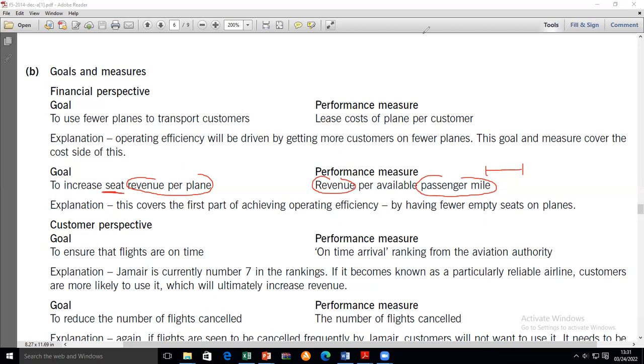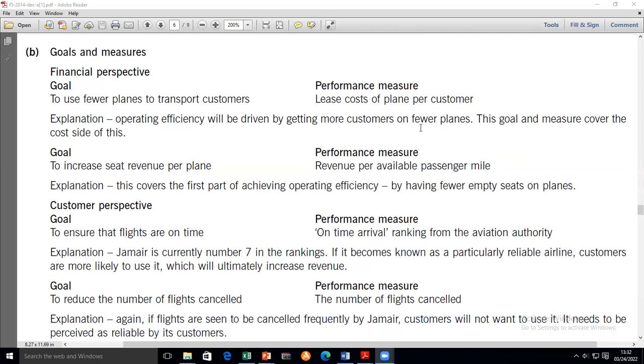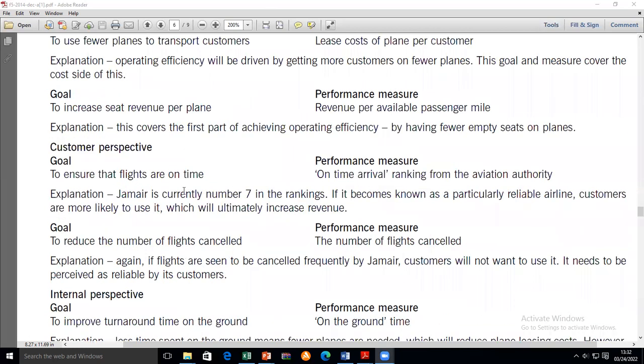Some of you, I know, may say that one would have been difficult for me. Okay, let's look at the customer perspective then. To ensure that flights are on time, we noticed that there's somebody who is measuring flights on time, or on-time arrival. So, ensure that flights are on time. That's a goal. For customers to be happy, we want to make sure that all the flights are on time.